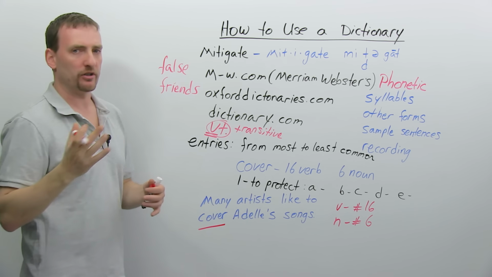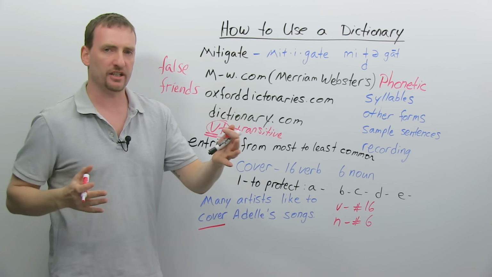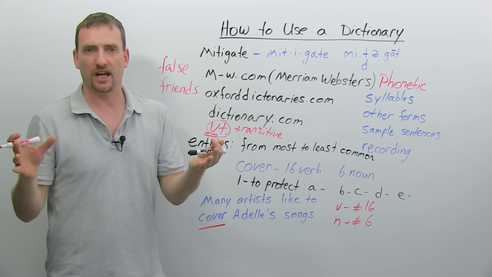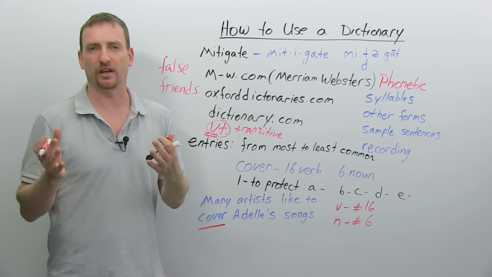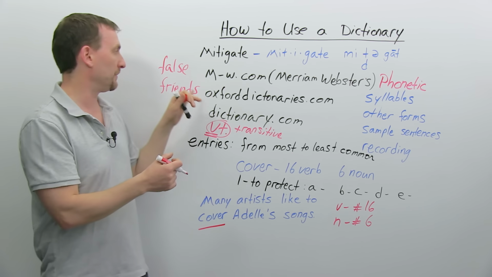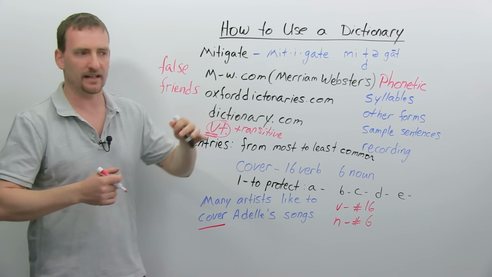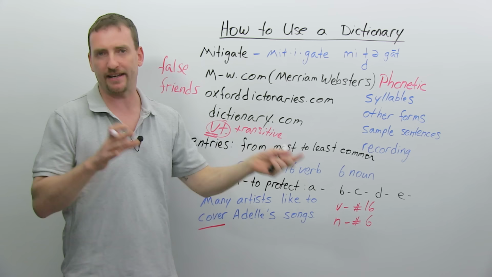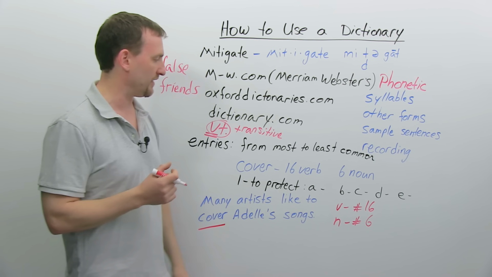False friends are words that are used, for example, in Spanish. There's a word in Spanish, and then you see the same word almost in English, and you think they mean the same thing. That's not always the case. Sometimes they mean the same thing. Sometimes it's a false friend, meaning that although it looks the same, they're completely different uses in Spanish or English. So be aware of that.